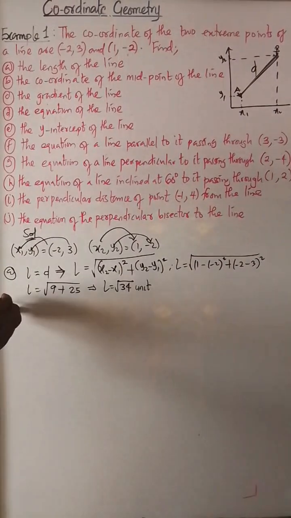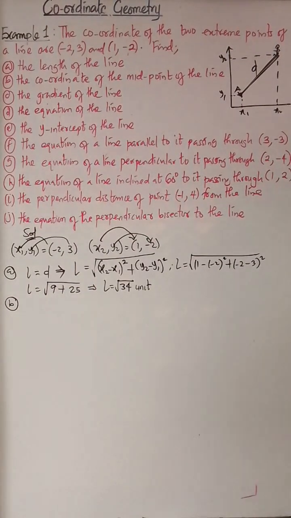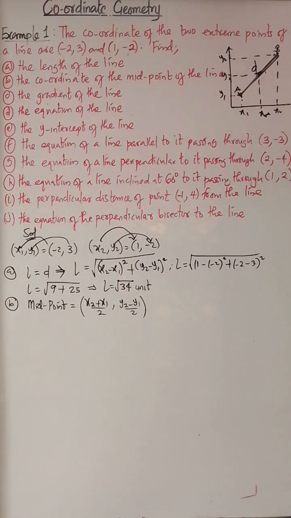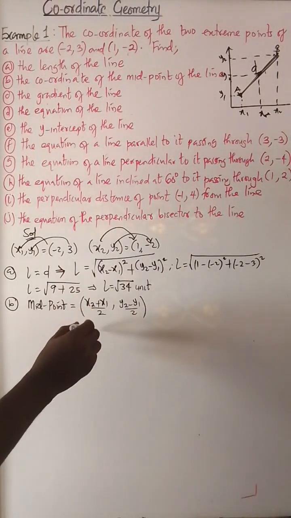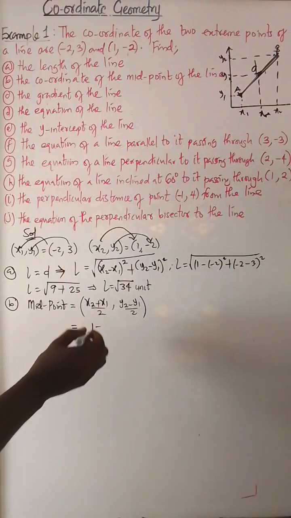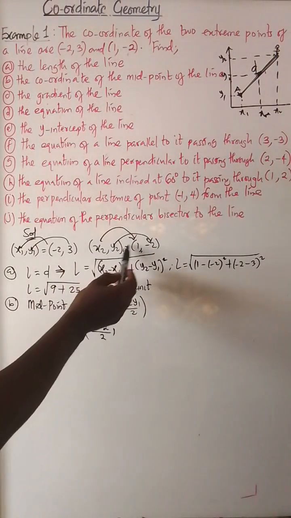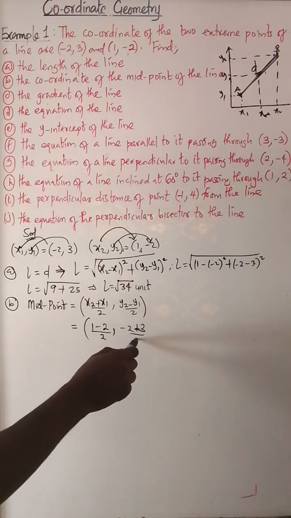As simple as that. B, the coordinates of the midpoint of the line. So what's the midpoint of the line? Let's say this is the midpoint of the line. What are the coordinates? What is xm? What is ym? If you recall, the formula is given as, so now let's put the values. What is x2? x2 is 1, plus x1, which is minus 2, over 2. What is y2? y2 is minus 2, plus y1 which is 3, over 2.